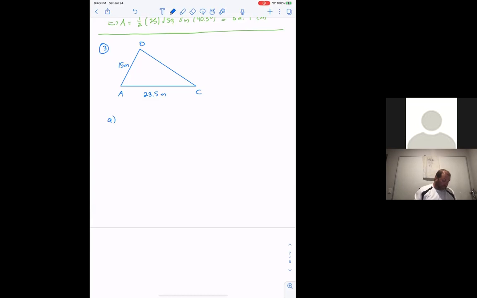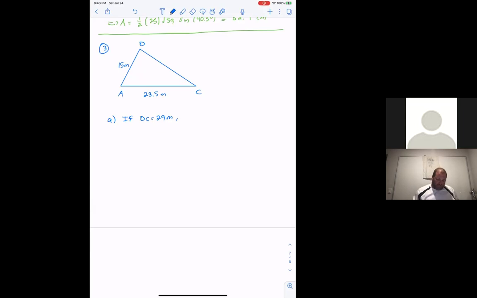Part A. If DC is equal to 29 meters, I don't want to label it because this is only part A and part B might not have this. So I'm going to write: if DC equals 29 meters, find the area of the plot designated for the plant nursery. In other words, find the area of the triangle. So go ahead and do your thing. Solve, pause, you know the drill.